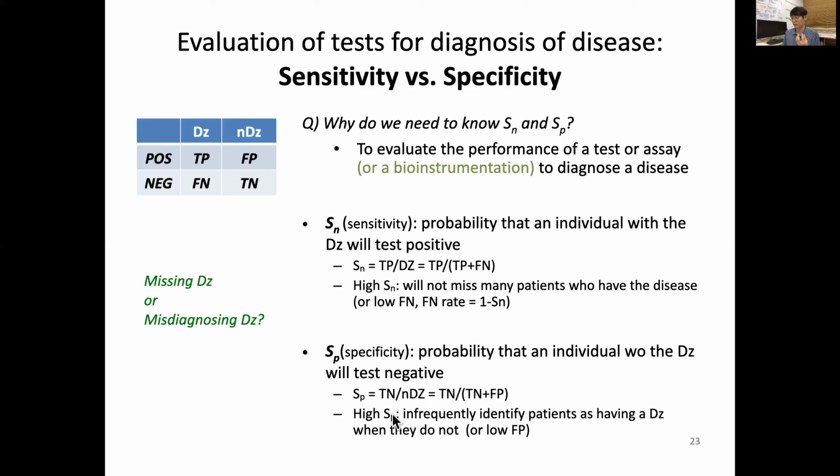So high specificity means you infrequently identify a patient as having a disease when they do not have the disease. Let's reiterate, think about this. High sensitivity means you are less likely to miss the disease by using this instrumentation. On the other hand, high specificity means this test will be less likely to misdiagnose a disease. So it's quite important, but it can also be confusing. Specificity involves only those population who do not have the disease.